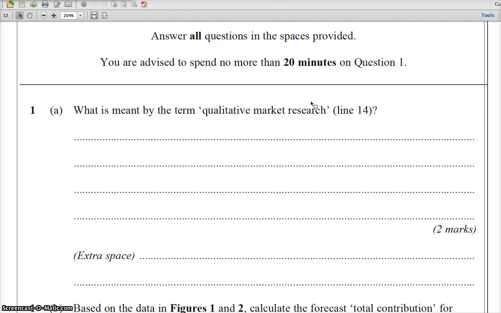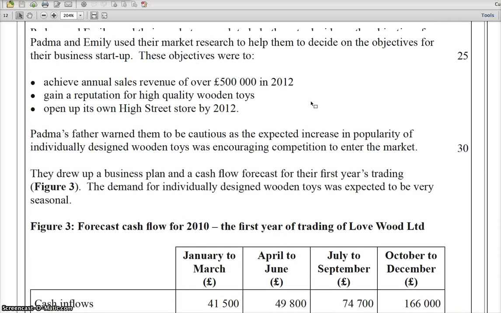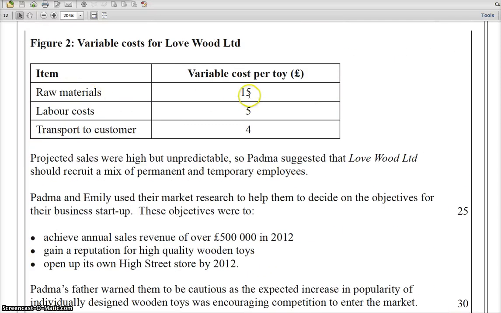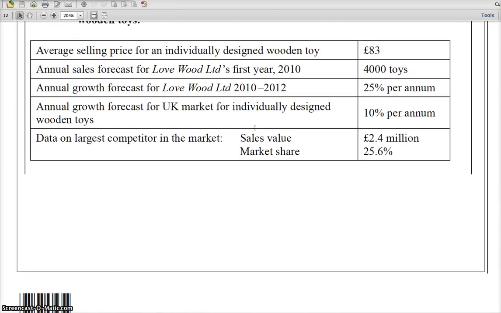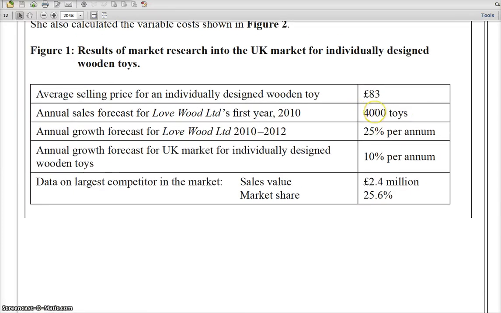So we've looked at figure 1, let's go back to figure 2, and you can see in figure 2 that we've got all the variable costs. Now we have got 3 different variable costs. What you would have to do here is to add those 3 together. So we've got for raw materials £15, labour costs £5, and transport to customer £4. So we've got a total of £24 there, and what we would obviously have to do is to multiply that out by the number of items sold, which is your 4,000 toys here.